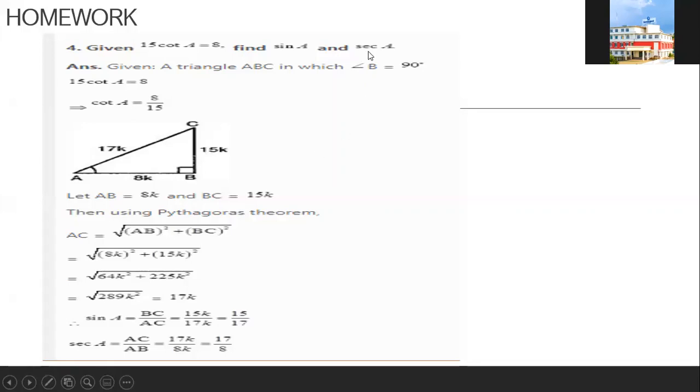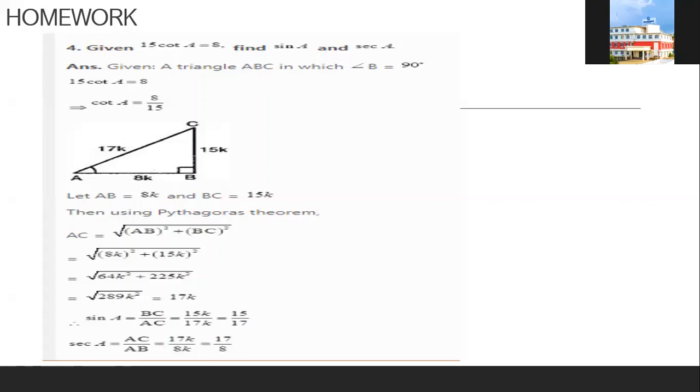And sec A. Secant A is reciprocal of cos. Cos is nothing but adjacent by hypotenuse. Secant is hypotenuse by adjacent, that is 17 by 8. This is the sum I gave as homework, no children? Yes, ma'am. You all got the same answer? Yes, ma'am. Don't you feel this chapter is very easy? Okay. Shall we go for the next one, children?